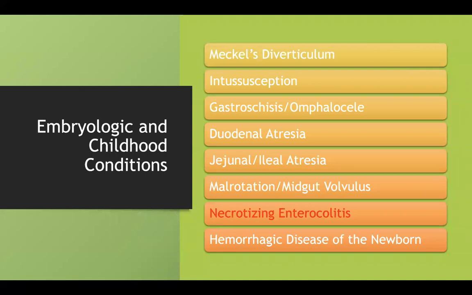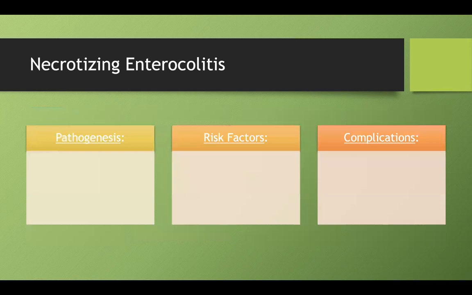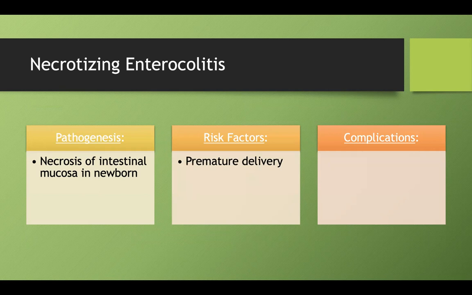The last two are pretty low yield, but I wanted to include it for completion's sake. Necrotizing enterocolitis. This is, as the name somewhat suggests, with the necrotizing, necrosis of your intestinal mucosa in newborns. You'll always see premature delivery. I've never heard of a question, or even a real case in life, where somebody who's at term will develop this. Always related to premature delivery, and formula feedings are really important risk factors.